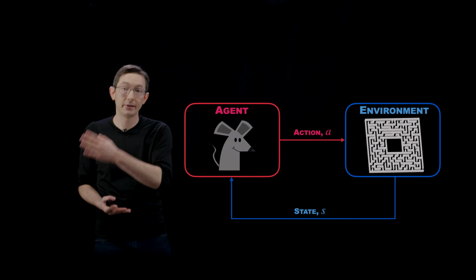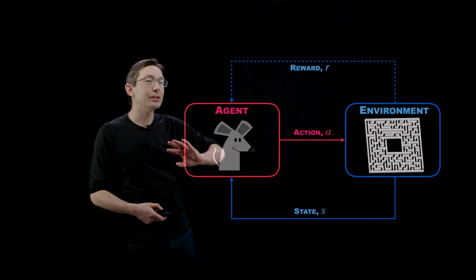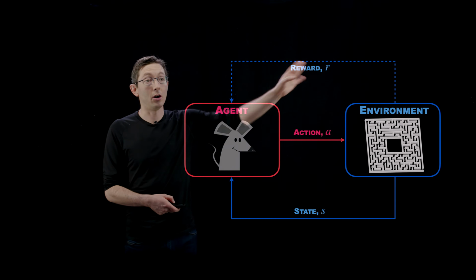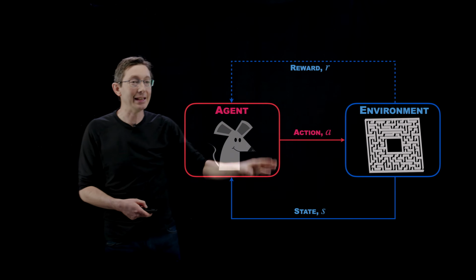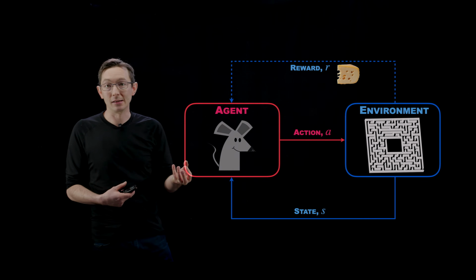Okay, so it could turn left, it could turn right, or it could go forward in this case. And only until the very end of the maze does the mouse actually get a reward R. So these rewards are very sparse, few and far between. In this case, if it goes to the very end of the maze, it might get a piece of cheese.